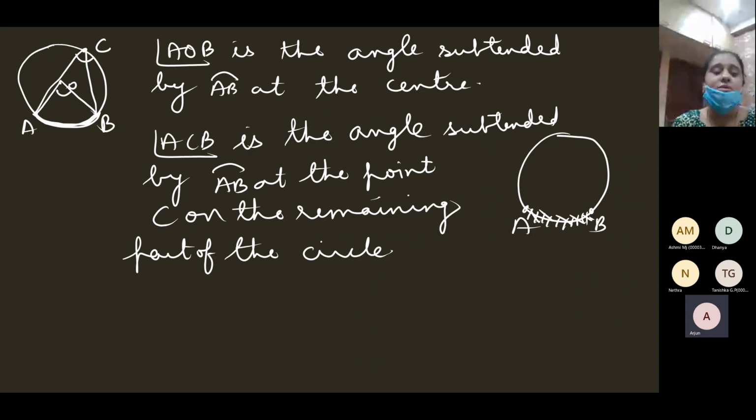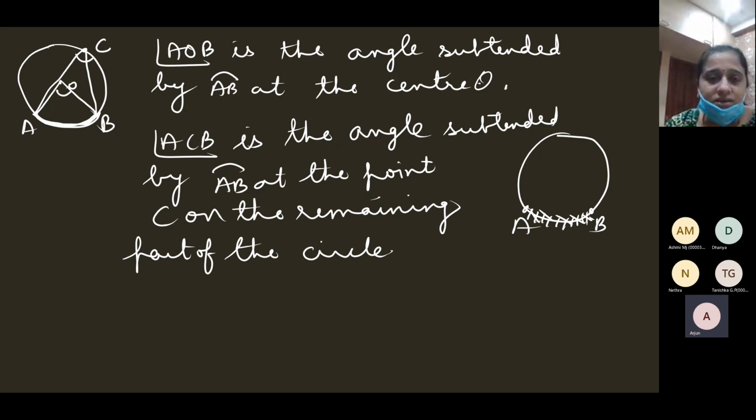First, we take up an arc. Here it is arc AB. We join the ends of the arc to the center. We join A to O and B to O. And hence angle AOB is formed. And angle AOB is the angle subtended by arc AB at the center O.